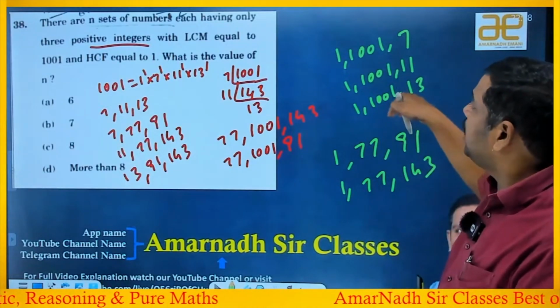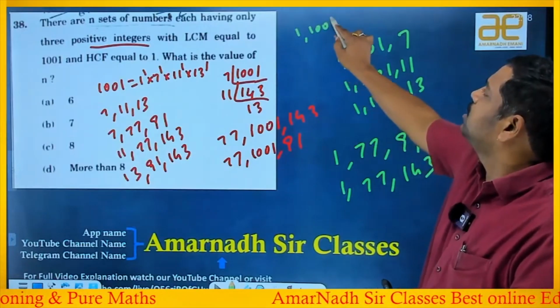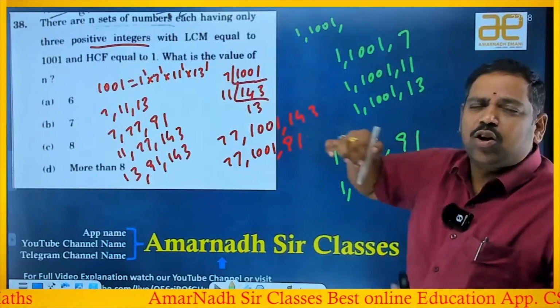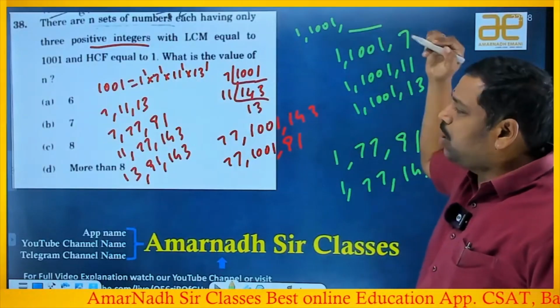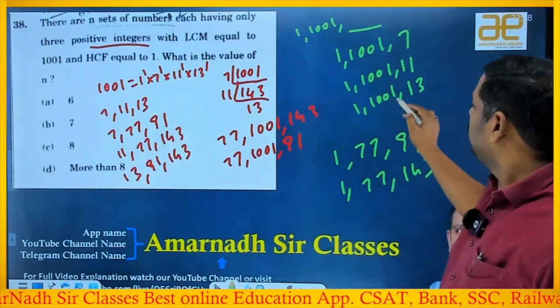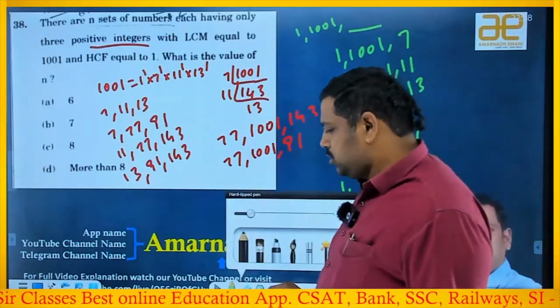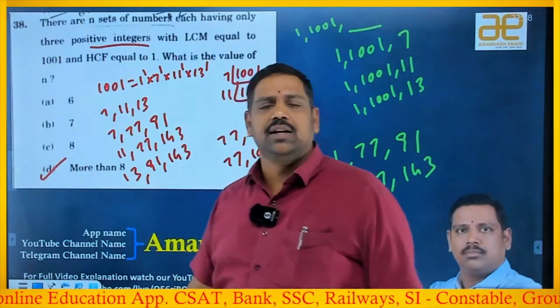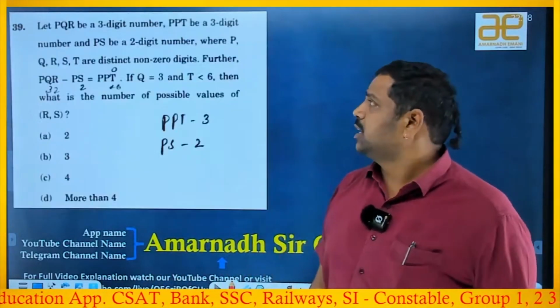Now, like that, I can go with combinations: 1, 1001, take the product, 7 into 11, 7 into 13, 11 into 13. Like that, combinations, you can take the third one. So now, how many possibilities did you get? 1, 2, 3, 4, 5, 6, 7, 8, 9. Oh my God, more than 8 you got, right? So no need to check the remaining. So happily the answer is more than 8. D is the answer. Got it? This is the next beautiful one.